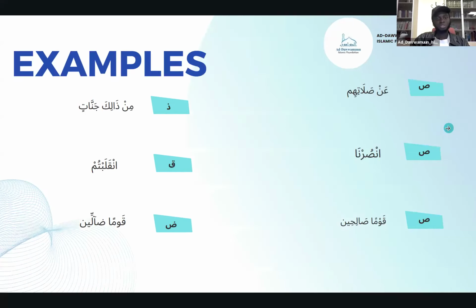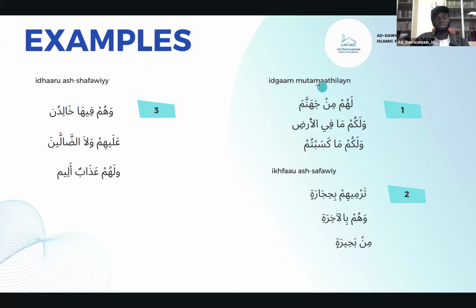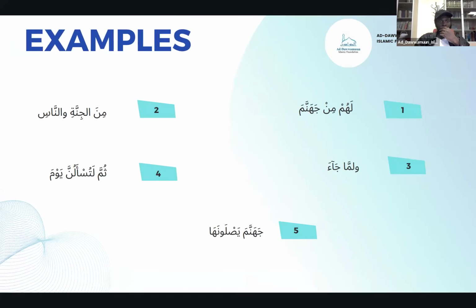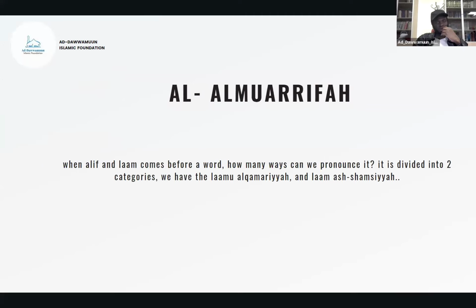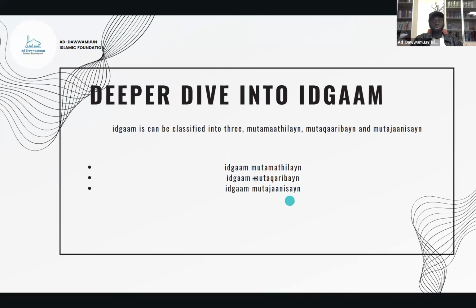Next class will be taking, let me see what we'll be taking. Let's look at it together. Next class will be taking mim sakina. When mim takes sukun, we just do the 3 rules that come with mim taking sukun: إظهار الشفوي، إدغام متماثلين، and إخفاء الشفوي. Then we'll do ميم and نون المشددتين. Then the lam of definition, المعرفة. This one we will not waste time on, something that someone should know already. Then we'll do إدغام متماثلين متقاربين متجانسين. Let's see how the next class goes, inshallah.